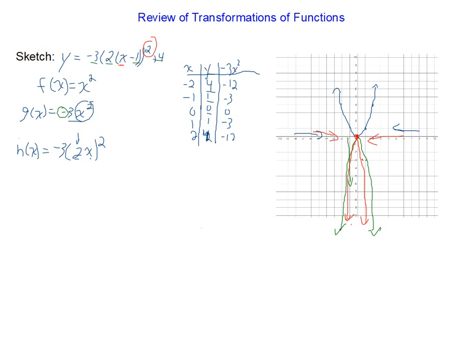And then let's keep moving along here. Let's look at what that plus 4 does at the end. Let's call this k of x, negative 3 times (2x) all squared plus 4. Just a reminder that plus 4 means take all of the y values that you had from here and add 4 to them. So that means that the graph is going to shift up 4 units.